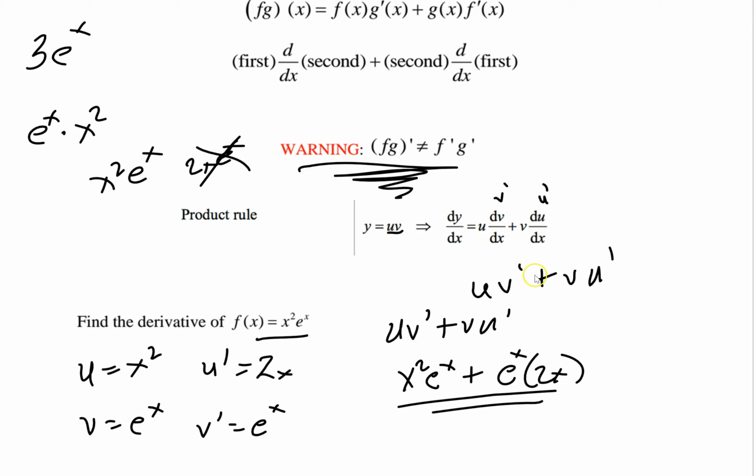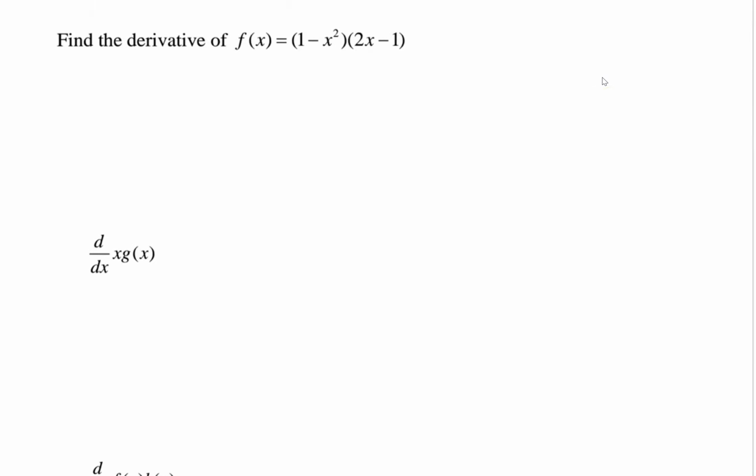Most of the time we don't need the formula. It's just: take the derivative of one of them times the other, plus switch it. That's all you have to do. Take the derivative of one times the other, plus the other way around. So let's do some more examples. Again, notice I'm multiplying two things.